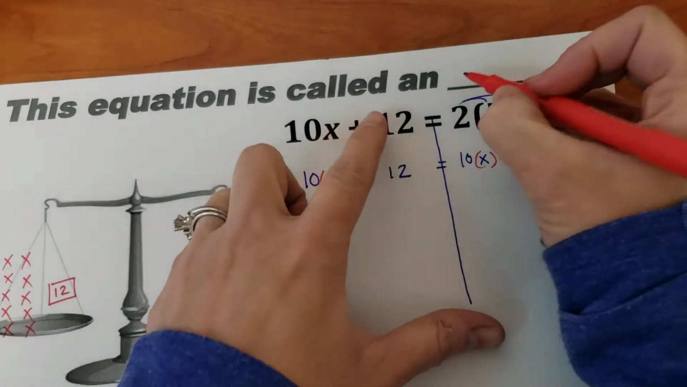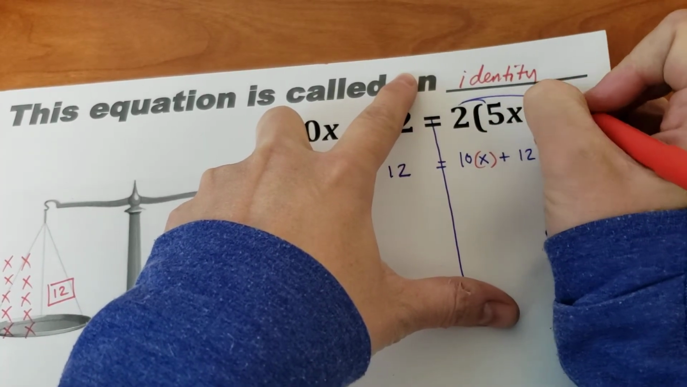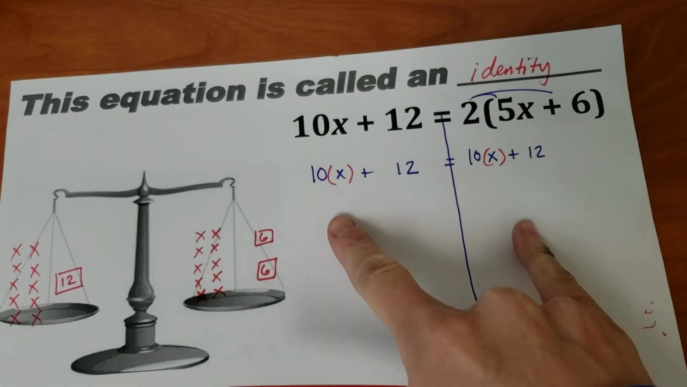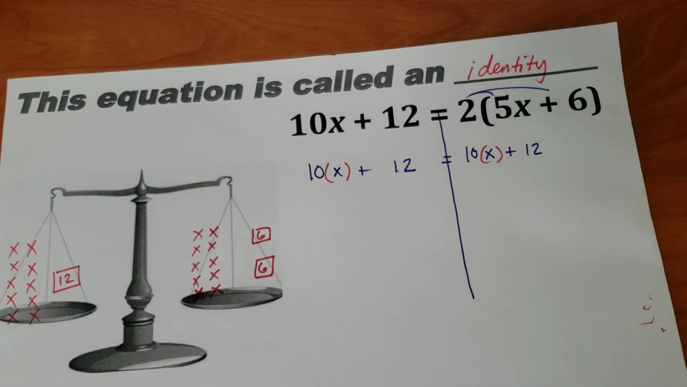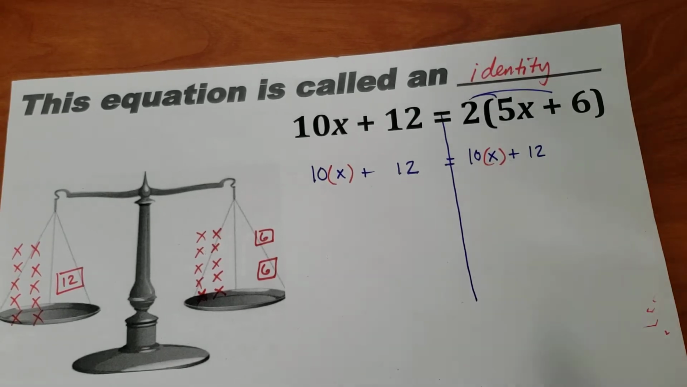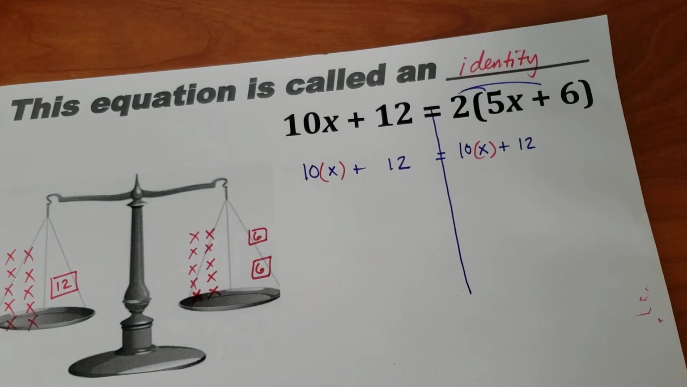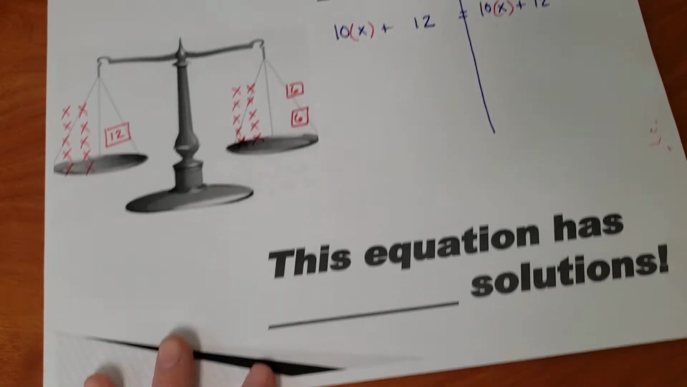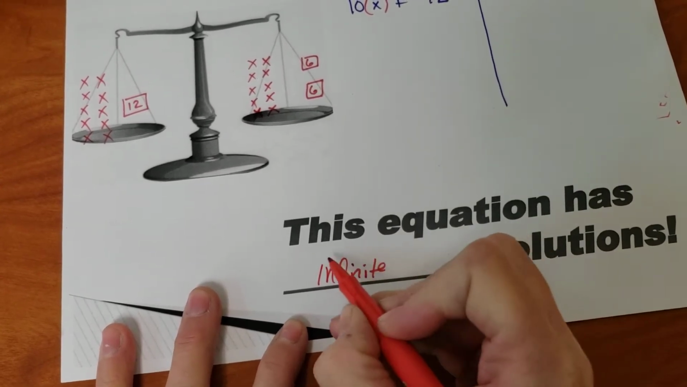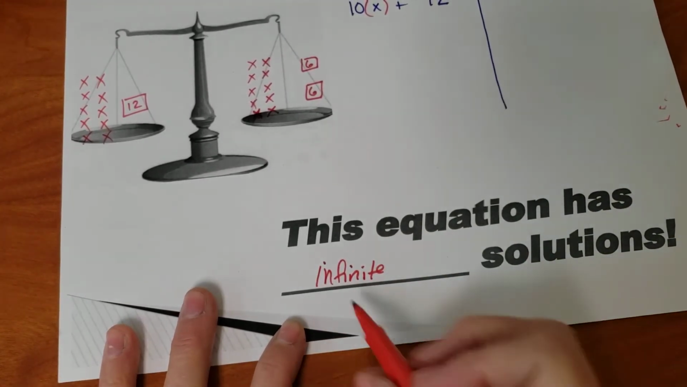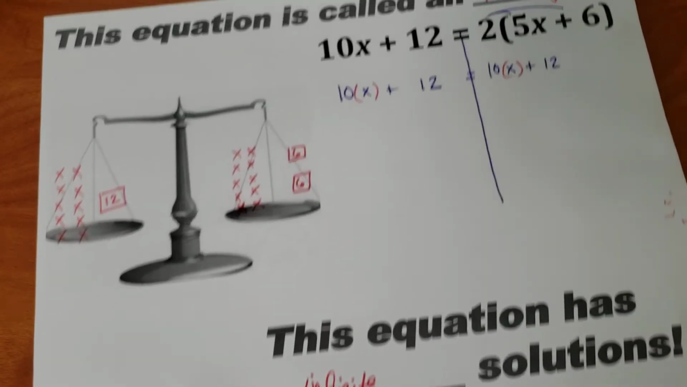Absolutely. This equation has a special name. It's called an identity, because it's identical on both sides. Remember the identity property? There was one for multiplication and for addition. Both are identical. So this equation is called an identity. This equation has infinite solutions. Any number could be a solution to this equation. So it actually has infinitely many solutions.